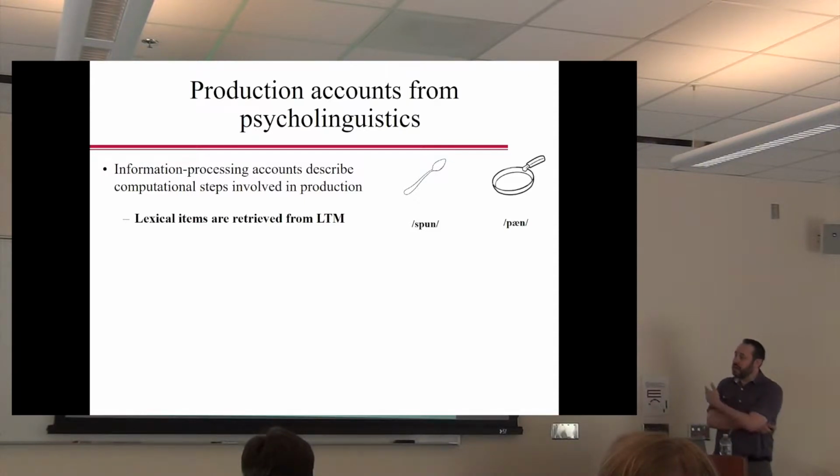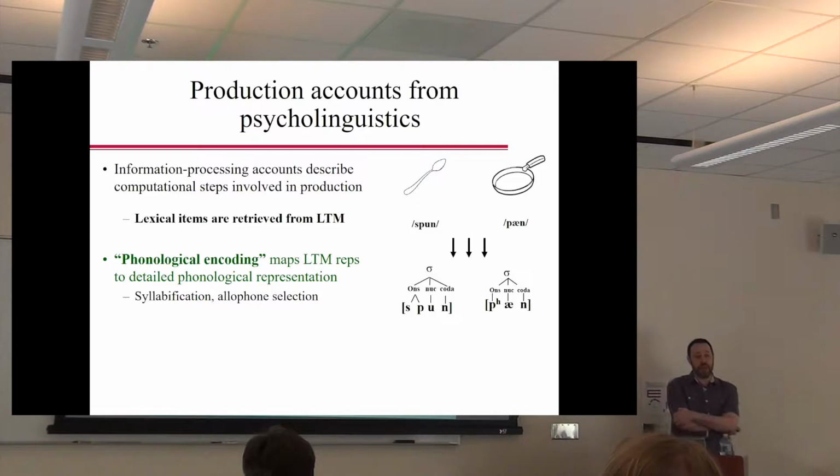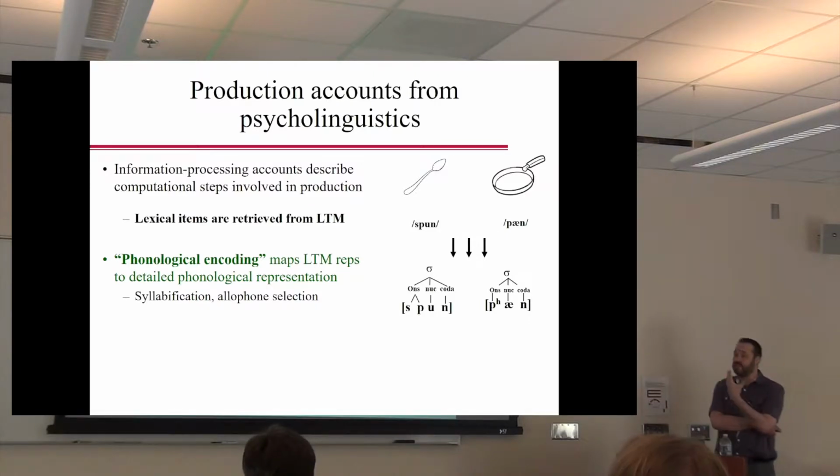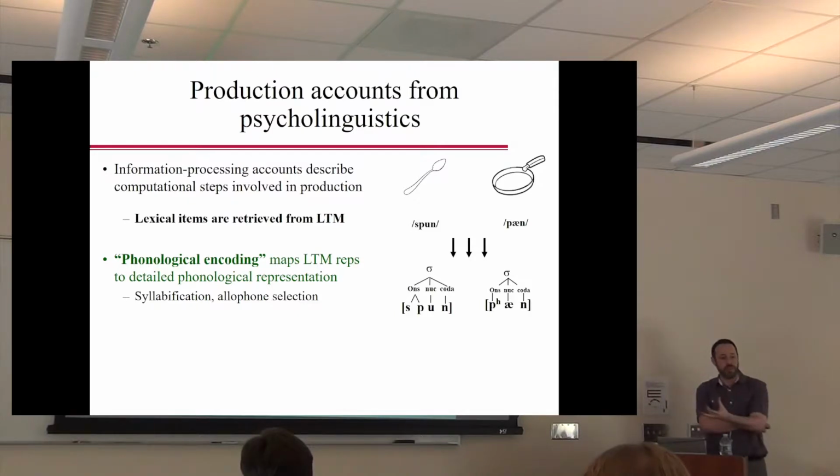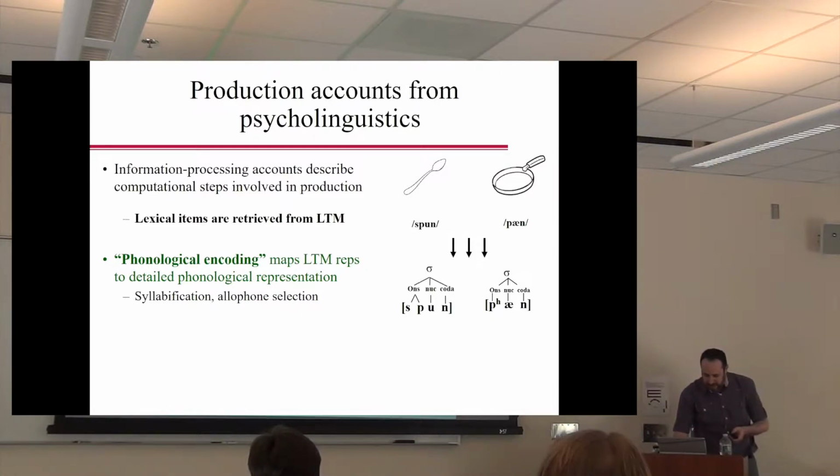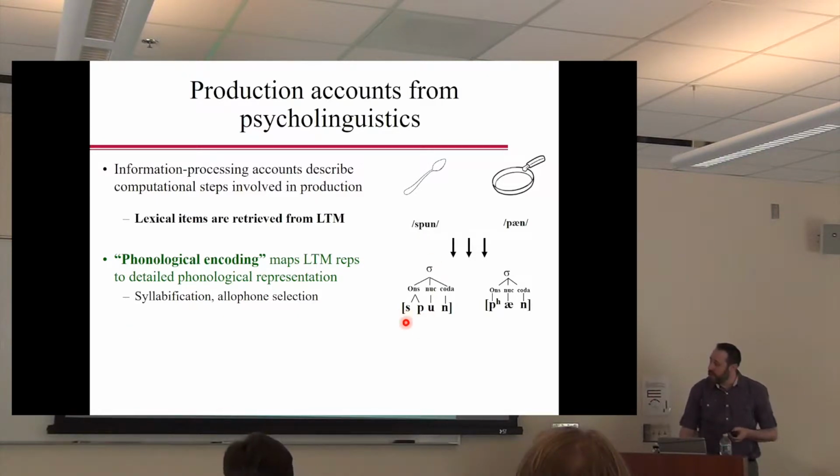So the idea is that in order to produce words like spoon or pan, the lexical item has to be retrieved from long-term memory. Once that item is retrieved from long-term memory, which contains some sort of sparse representation of the sounds, there's then a process which is often called phonological encoding, although it's called different things in different frameworks, which maps from these long-term memory representations into something with a little bit more phonological detail. So for a word like spoon, it gets mapped onto a single syllable that has the S and the P in the onset position of the syllable, whereas for a word like pan, it gets mapped onto a syllable that just has a singleton P.